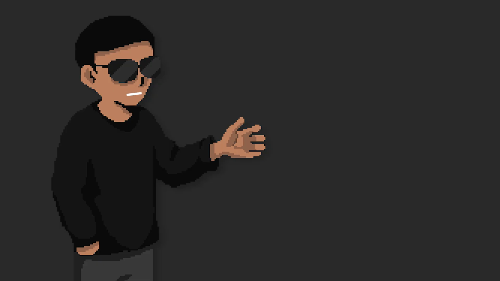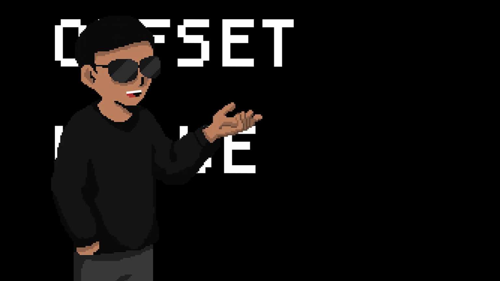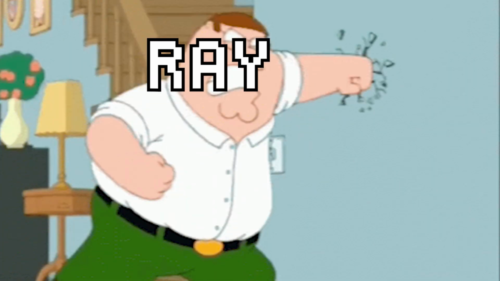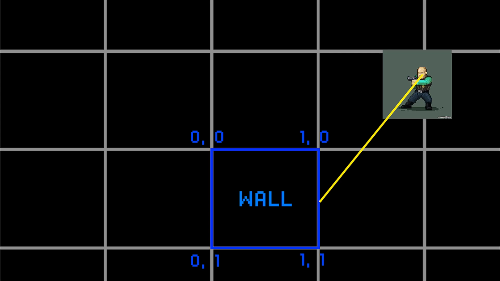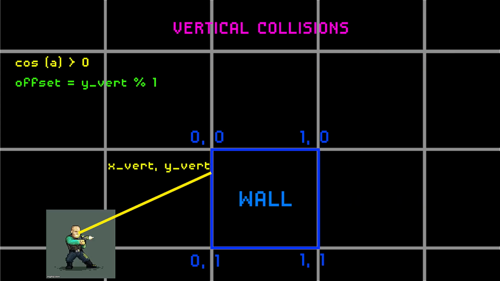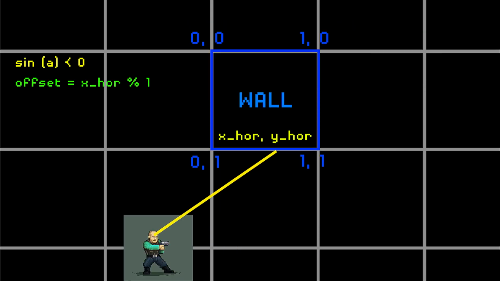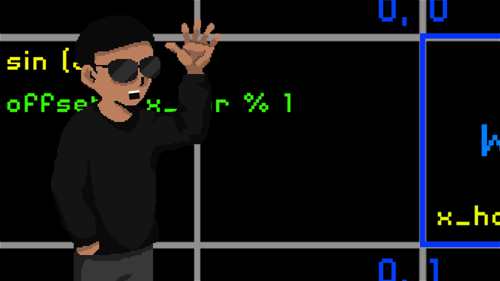Sadly, we still need to calculate the texture offset value. I'll try not to bore you with the details, but the general idea is we basically just need to check all cases for when a ray hits the wall, which is the cosine value of the ray when its angles are negative and the same when the angle is positive for vertical collisions. We do the same for horizontal collisions, only that instead of finding the cosine values, we calculate its sine value, making a total of 4 cases to consider.